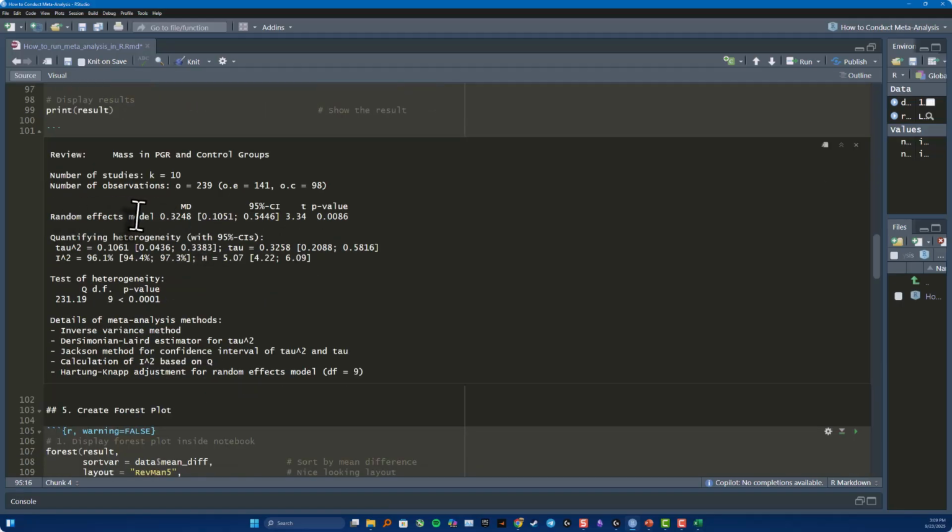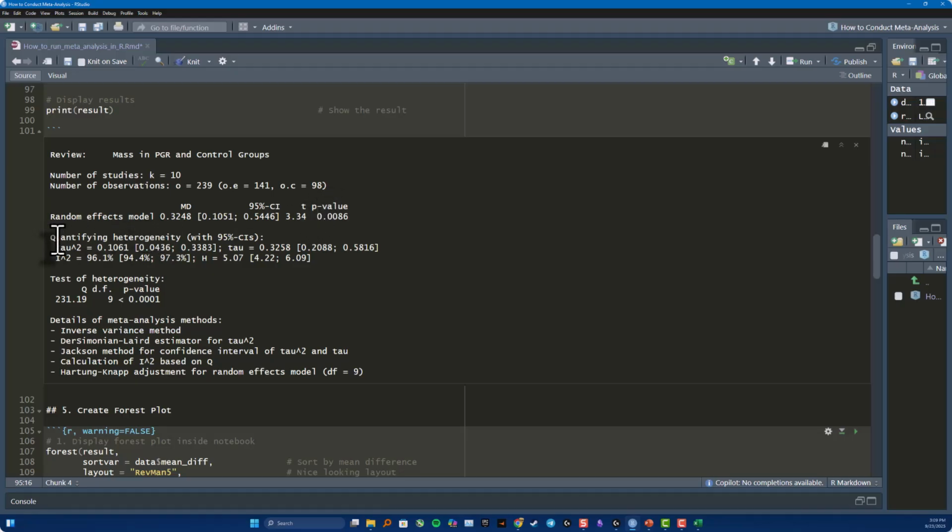Within the random effects model, we see the mean difference in the actual units. So in our case, the actual unit difference would be about 0.32 grams bigger because it's a positive number than the control. And the 95th percent confidence interval runs from the low end of 0.1 grams to the high end of 0.54 grams. We can see here that the p-value is significant at the p equals 0.05 or below level.